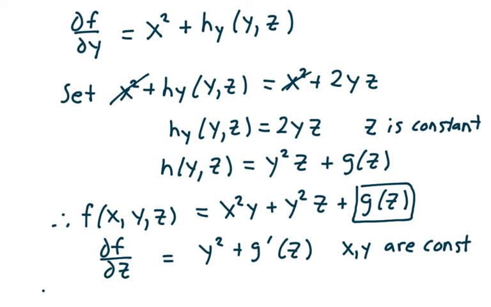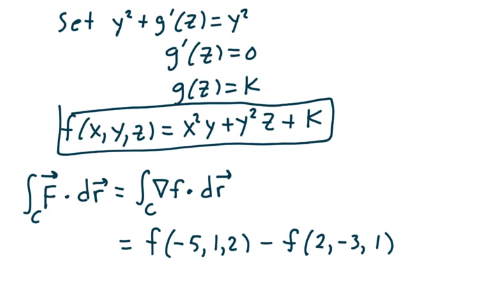So I get y squared plus g prime of z. I'm going to set y squared plus g prime of z equal to y squared. So g prime of z is 0 because the y squareds cancel. So g of z is k. And so f of xyz is x squared y plus y squared z plus k.